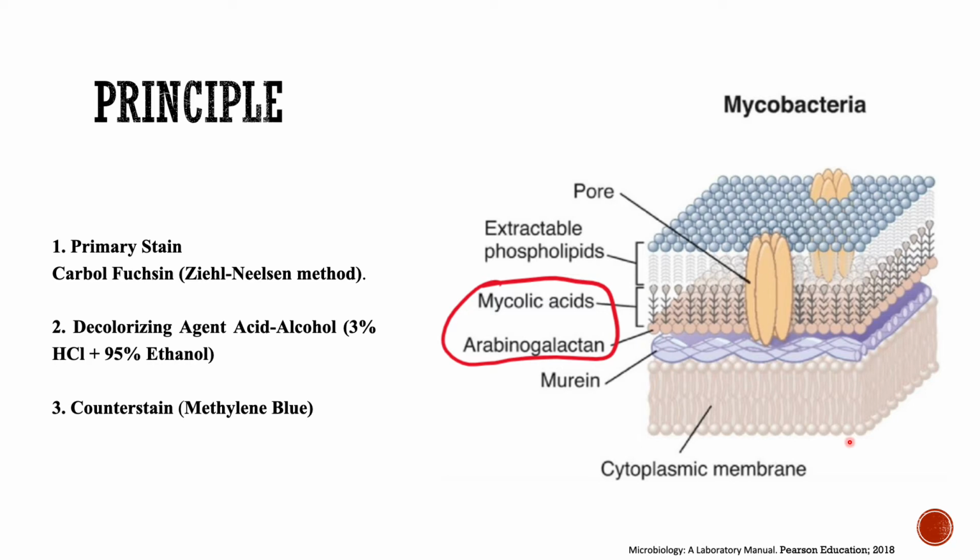So mycobacteria and Nocardia are among a very small group of acid-fast organisms, and these are the major two that you need to remember. For the principle of the acid-fast stain, we actually have 3 steps. First is the primary stain, second is the decolorizing agent, acid alcohol, and then the counterstain. So let's start with each one.